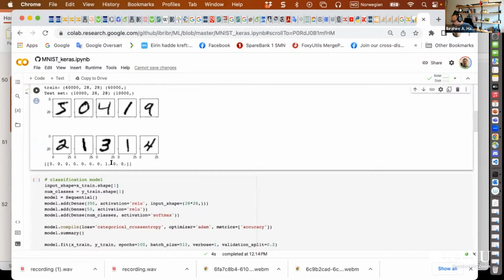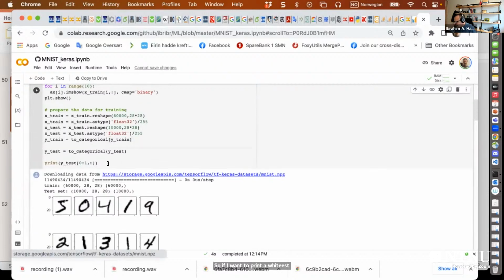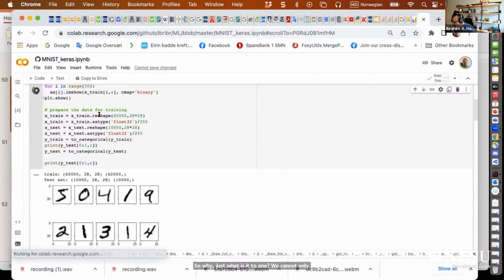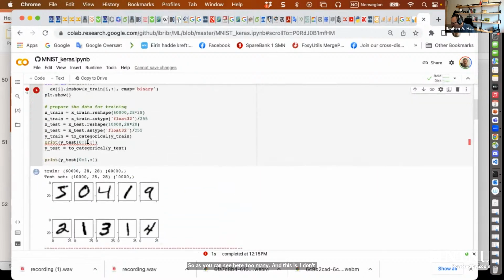Do you see here? This is the one-hot encoding, right? So if I want to print Y test before and after, I will just do it here. So you can see that we do one-hot encoding. Y test, Y 0 to 1, it cannot print only. So as you can see here, too many indices, I don't know why.